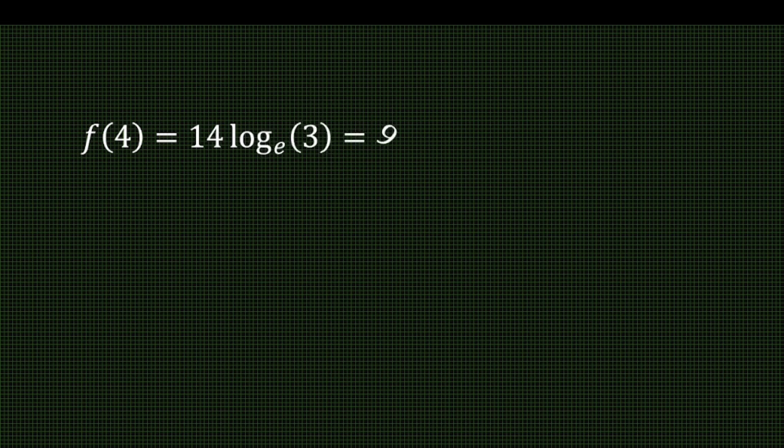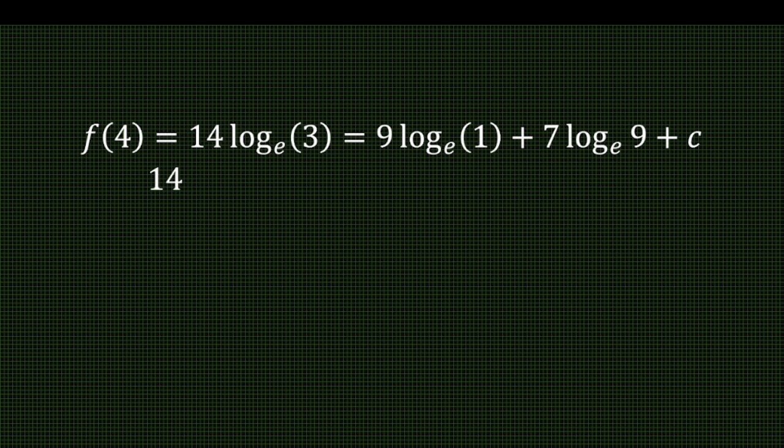So, we have 9 into log of 1 plus 7 into log of 9 plus c. Now, we know log of 1 is 0 and log of 9 we can write as 2 into log 3, and 2 into 7 is 14. So, 14 log 3 is equal to 14 log 3 plus c. So, c is equal to 0.